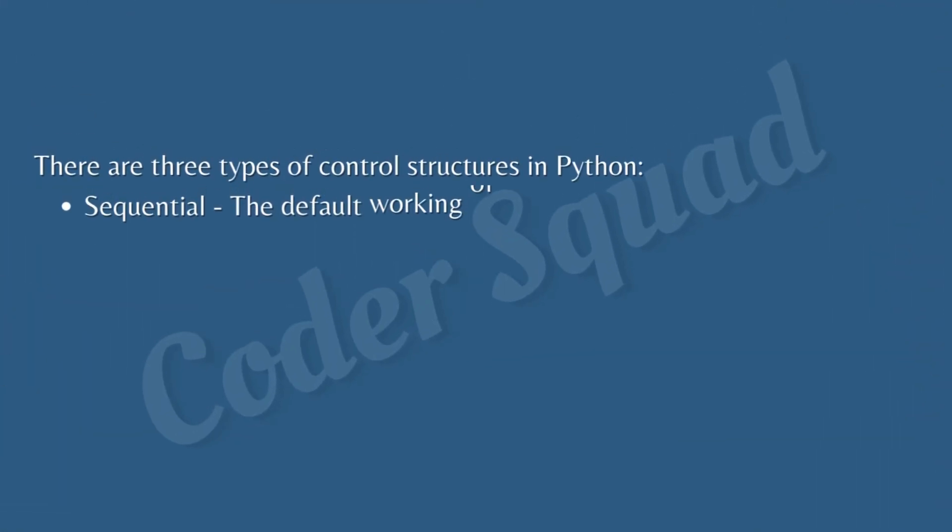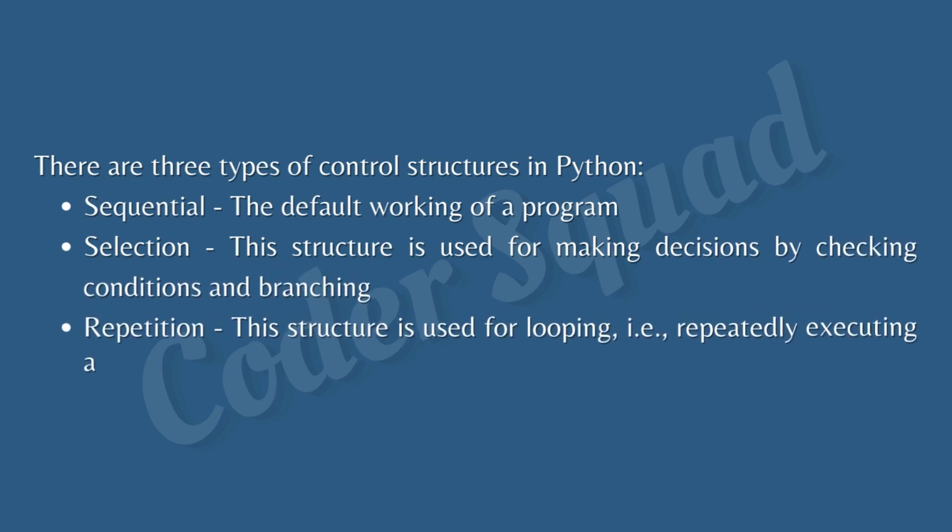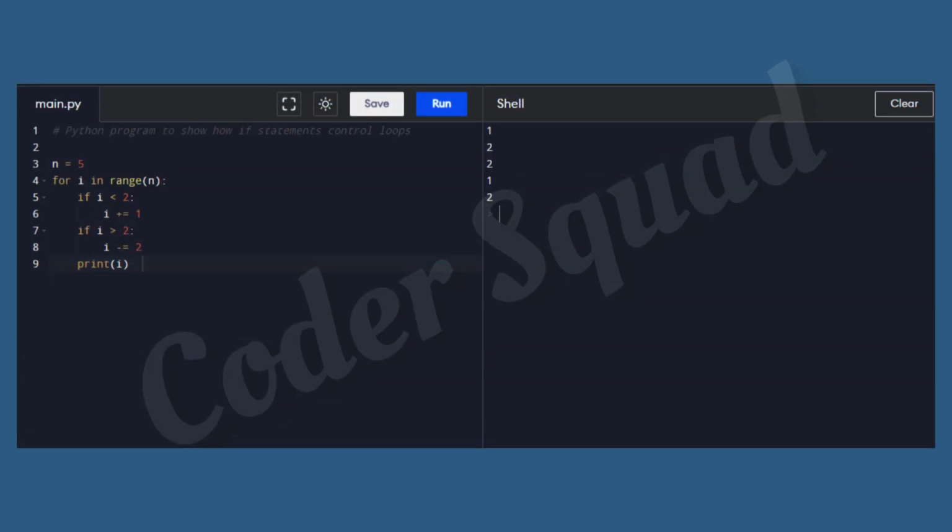To control the flow of your programs, you need control structures. Conditional statements. With if, elif, and else statements, you can execute code based on specific conditions. Loops. Use for and while loops to iterate through tasks and repeat actions.